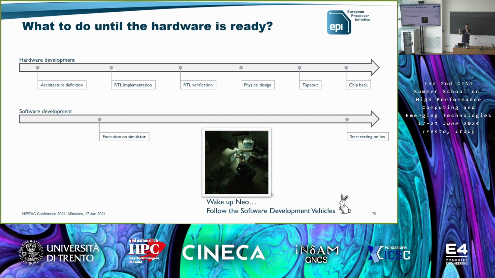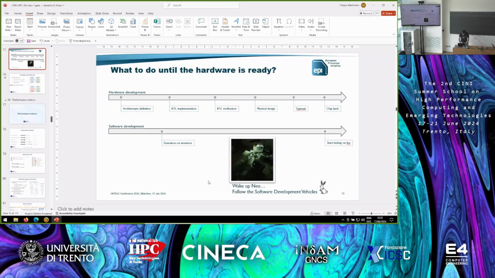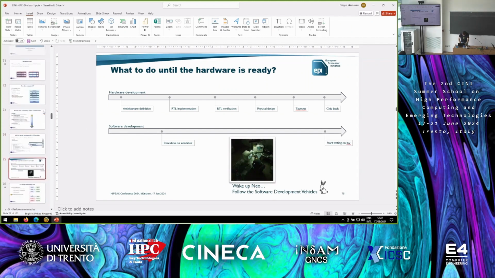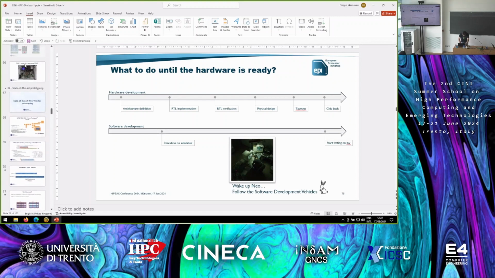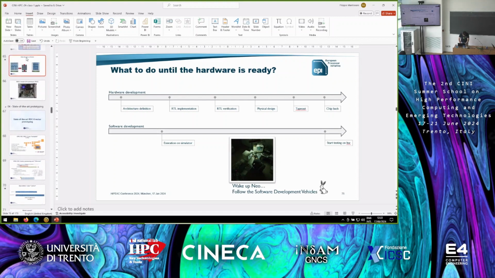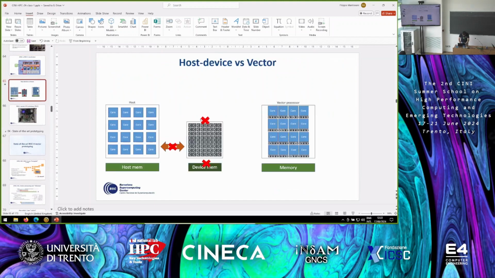That is what I wanted to really explain now. So let me go back one moment to explain which architecture we have, and then I will explain the software development vehicles. Okay, I was here.